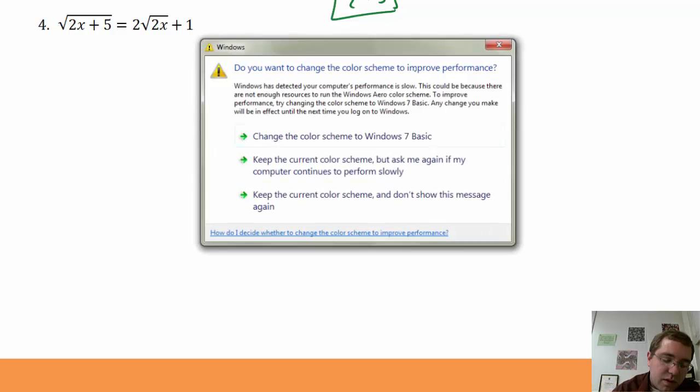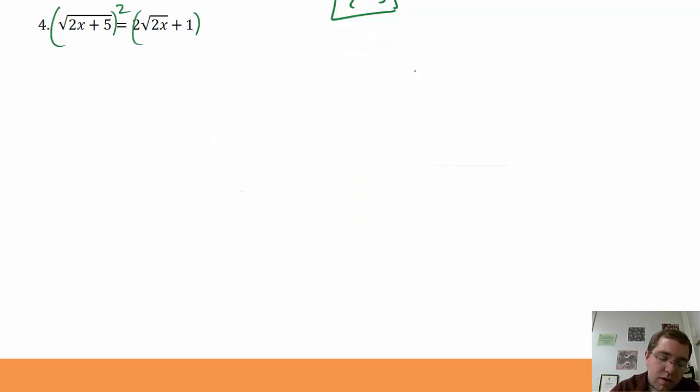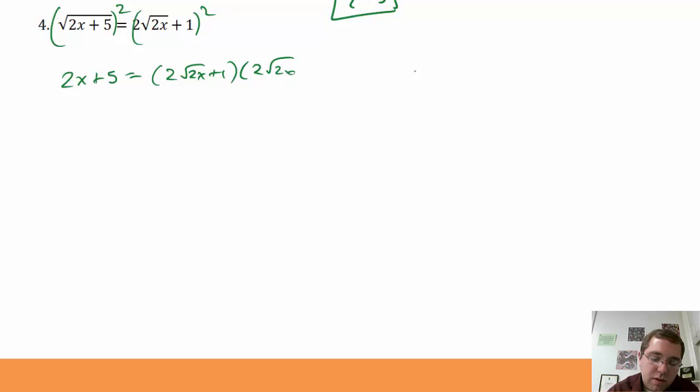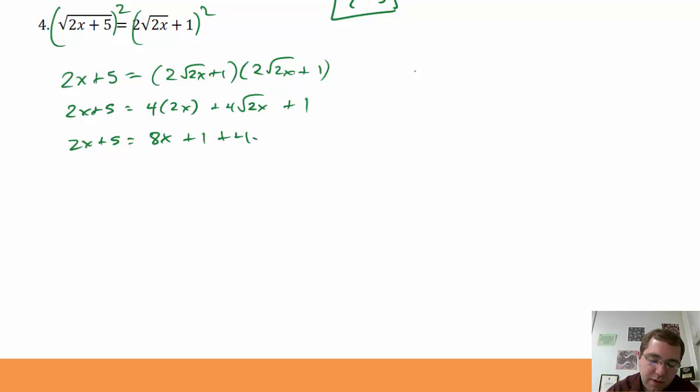All right? So square both sides. On the left, I just have 2x plus 5. What do I get on the right? I'm adding there, so I'm going to have to FOIL. Okay? So 2 radical 2x times 2 radical 2x is 4 times 2x. Radical 2x times radical 2x is just 2x, or radical 2x squared, which is 2x. I'd have 2 radical 2x times 1 plus 1 times 2 radical 2x, so that makes 4 radical 2x. And then I've got 1 times 1, and that's 1. I've got 2x plus 5 equals 8x plus 1 plus 4 radical 2x.